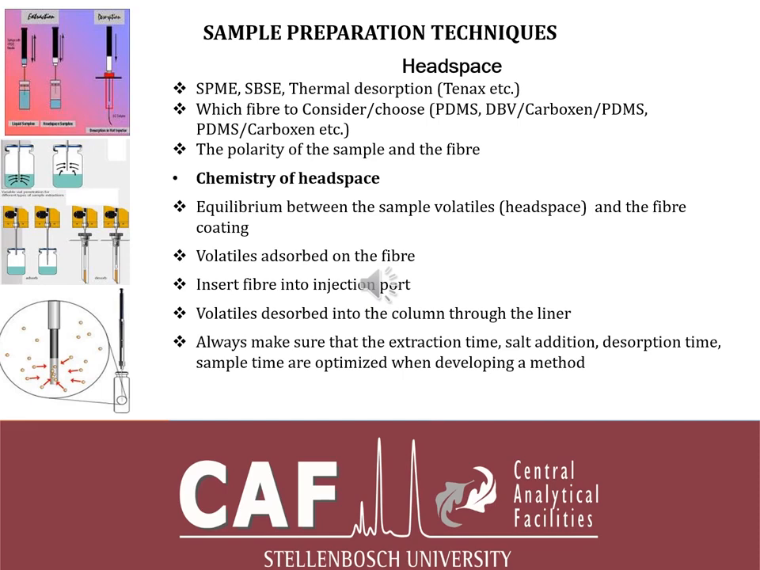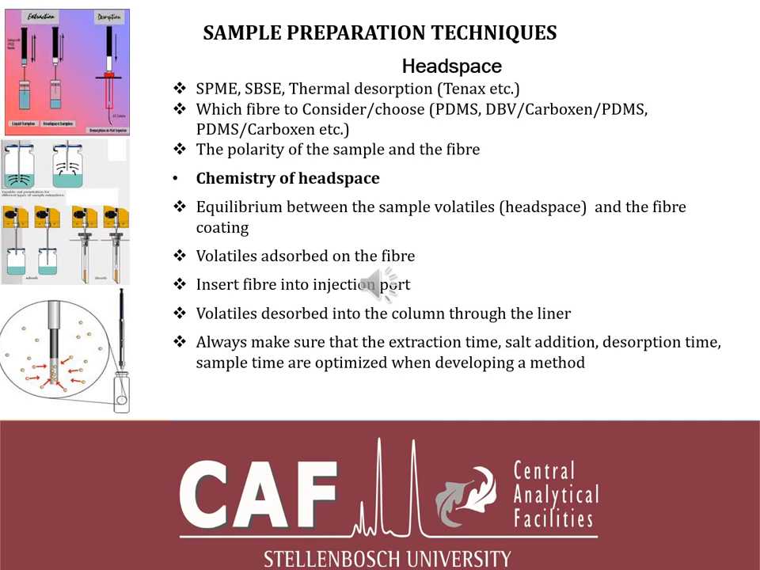Thermal desorption makes use of a thermal desorption unit. If you've got a thermal desorption unit, you can also use a stir bar in there. So when your compounds of interest are attracted onto the stir bar, you can just put it in a thermal desorption unit, run it, and flush that with your carrier gas, and then you get your compounds onto the column.